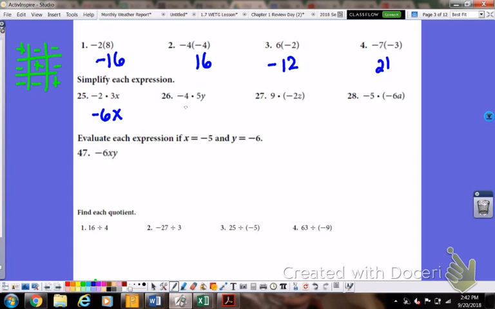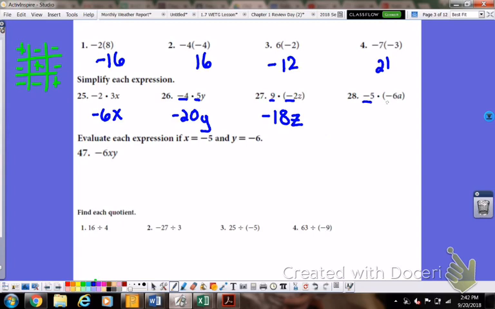Number 26 here, we have negative 4 times 5y. Well, negative 4 times 5, different signs, so negative. 4 times 5 is 20. And we bring the y along. All right, for number 27, again, same idea. 9 times negative 2z. Look at our numbers. Opposite sign, so it's negative, and then 9 times 2 is 18. Bring along the z. And the last one like this.